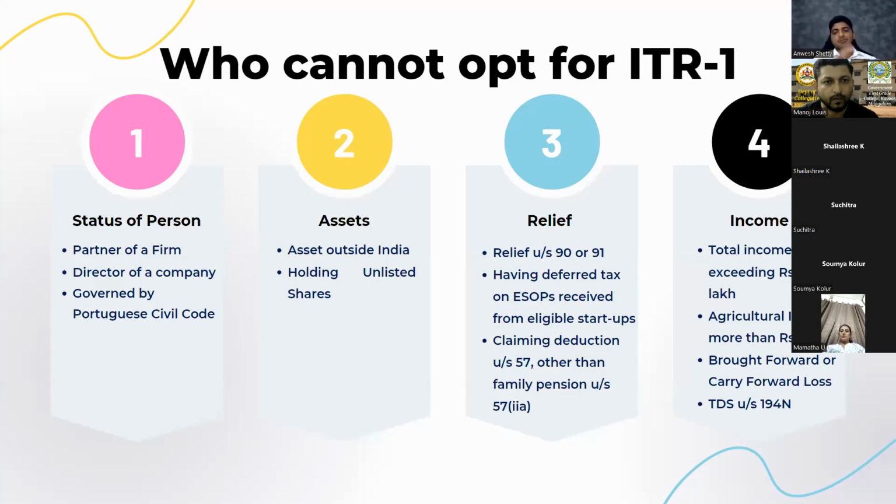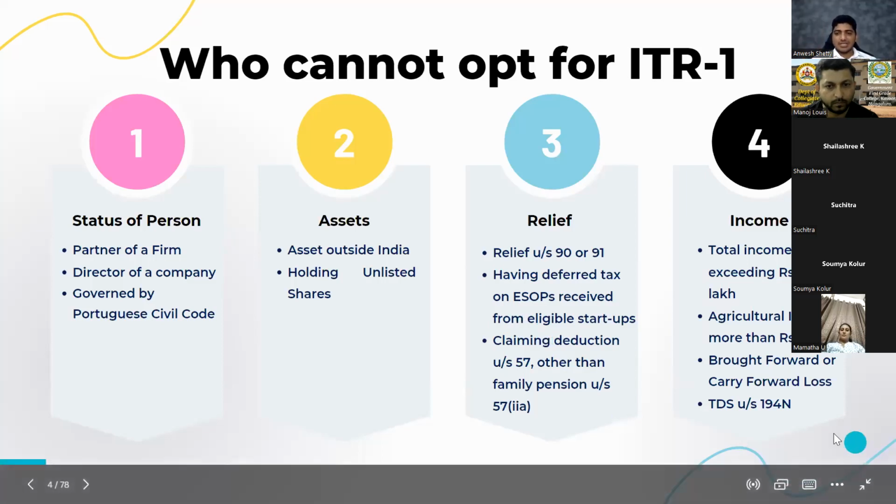Next, two important aspects are, if you have declared a loss in the previous year, for example, loss from house property, and you're carrying it to the current year, or you have some business loss in the last year, though you don't have business income in the current year, still you have a brought forward loss from the last year, you can't file ITR1. Last thing is, there is one new section that has been introduced, called section 194N.